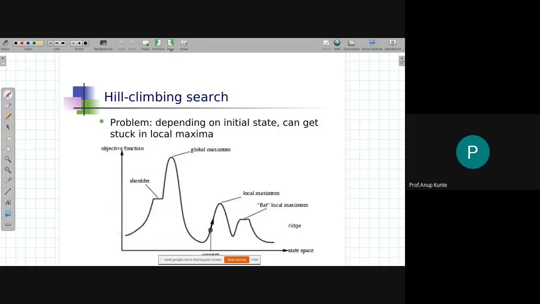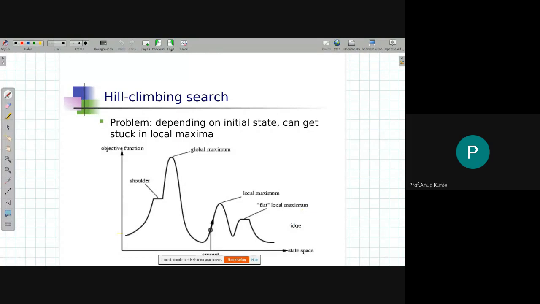Is this clear to you? Because of the way the algorithm is designed, we can actually have difficulties in navigating certain areas in the state space. So what this diagram represents is two axes. One axis is state space, the horizontal axis, and the vertical axis is objective function. So we are looking at the whole state space with respect to these two dimensions.